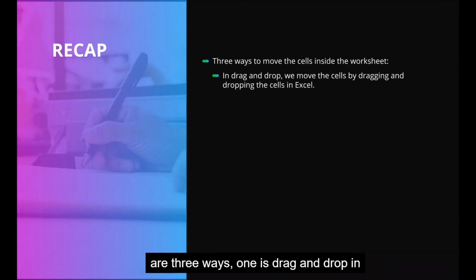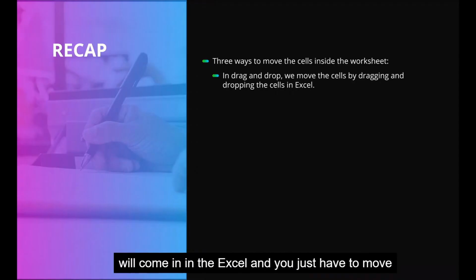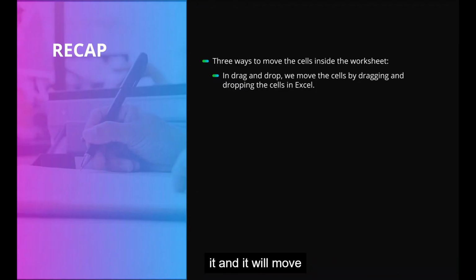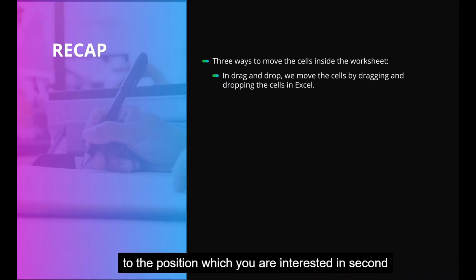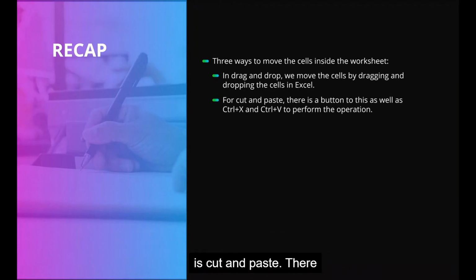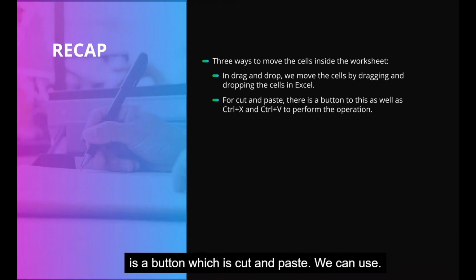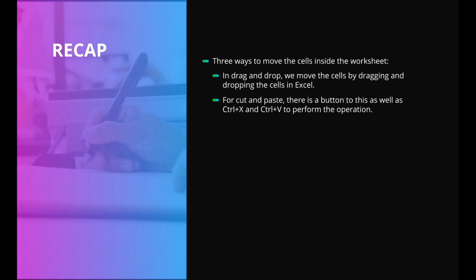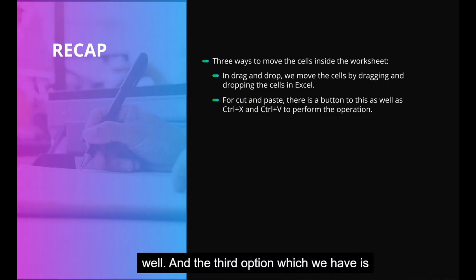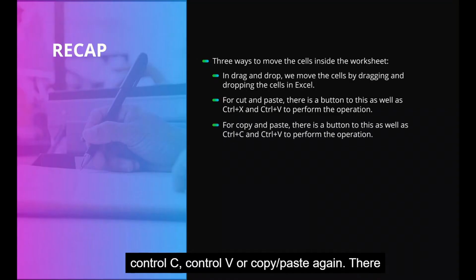So in this particular module we have discussed how to move cells inside the worksheet. There are three ways. One is drag and drop. In drag and drop, the 4 arrows will appear in Excel and you just have to move it to the position you are interested in. Second is cut and paste. There is a cut and paste button we can use, or we can use Ctrl X, Ctrl V as well. And the third option is Ctrl C, Ctrl V, or copy and paste. Again there is a copy and paste button that we can also use.